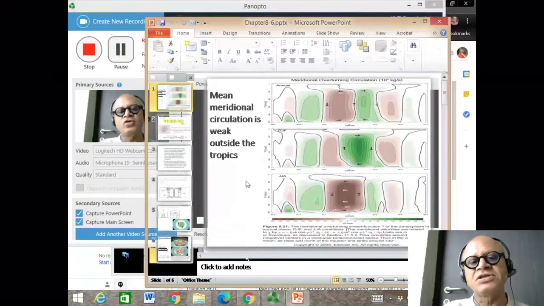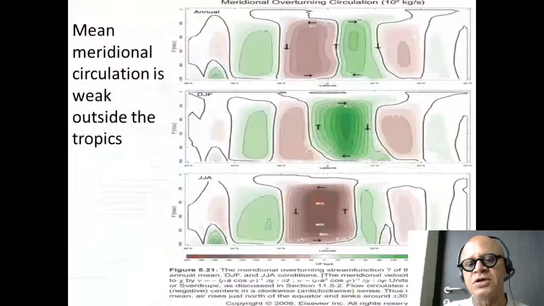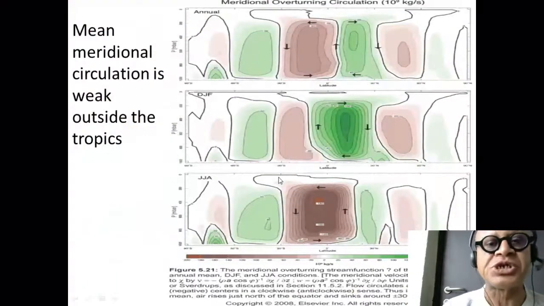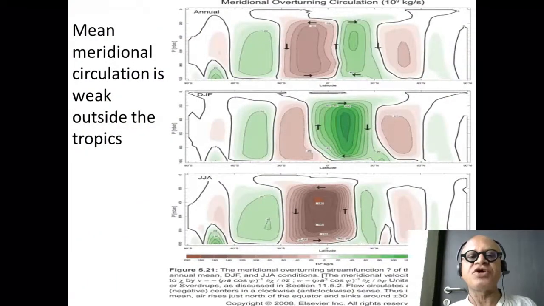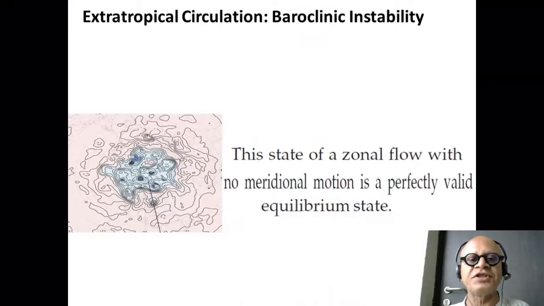We are building slowly towards the story of energy and general circulation, so I'm repeating many points. Here we are again with our meridional streamlines, the stream function showing Hadley cell seasonality. And we are now going to add some meat to this repeated claim that the meridional circulation is very weak outside the tropics. So what is happening?